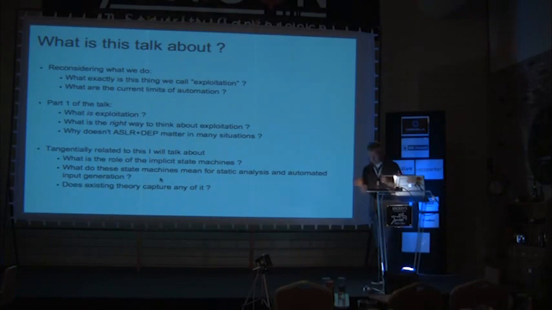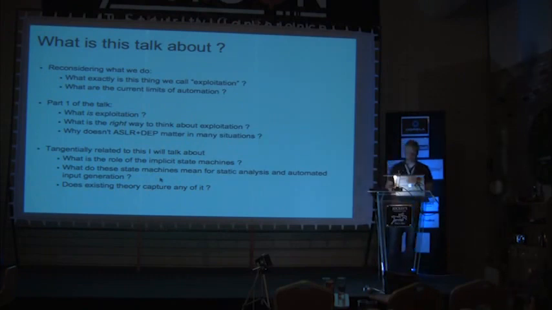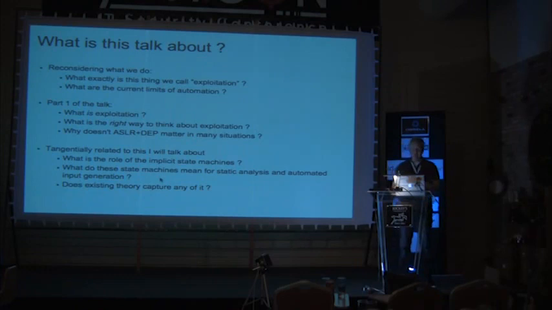So this talk will have two parts. The first part is going to be about the question, what exactly are we doing when we write an exploit? And what is the right way to think about exploitation? Because exploitation is not a cookbook exercise where you just smash the stack and here you go. Nowadays, with mitigations, exploitation is quite complicated, and it's good to take a more abstract view on what we're doing. And then I will speak a little bit about something called the implicit state machine, which is kind of important.